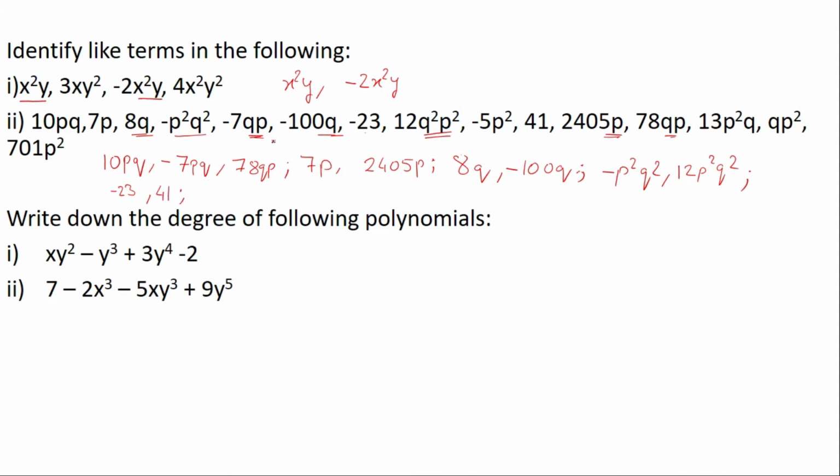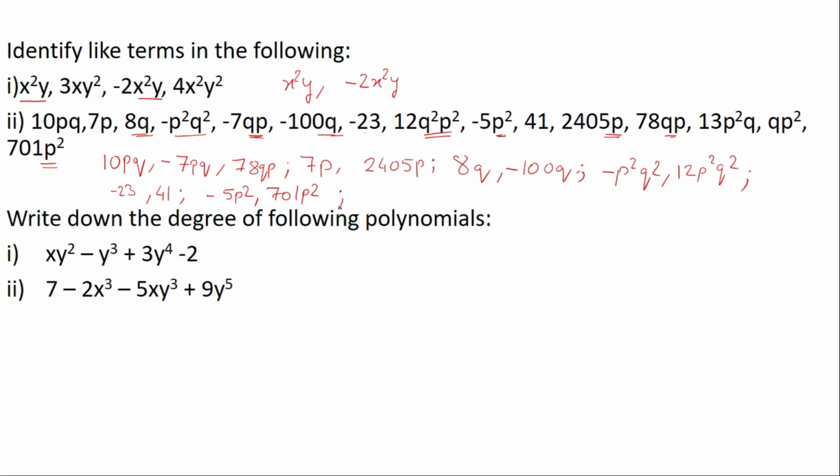After that we are having p square, minus 5p square. Let us see whether any other term is having p square. Yes, it is 701p square.